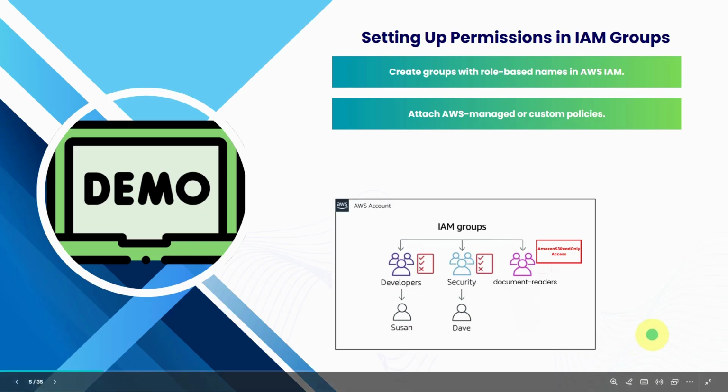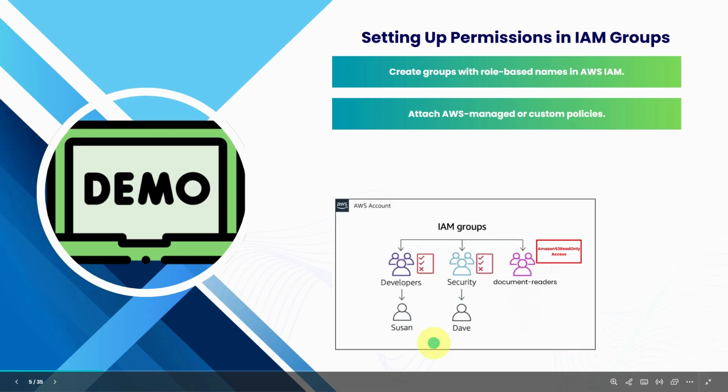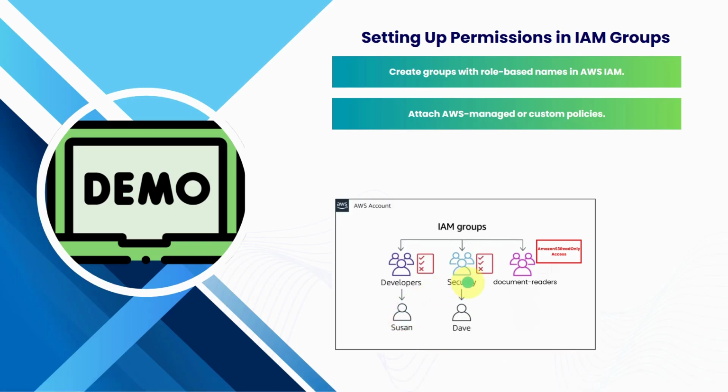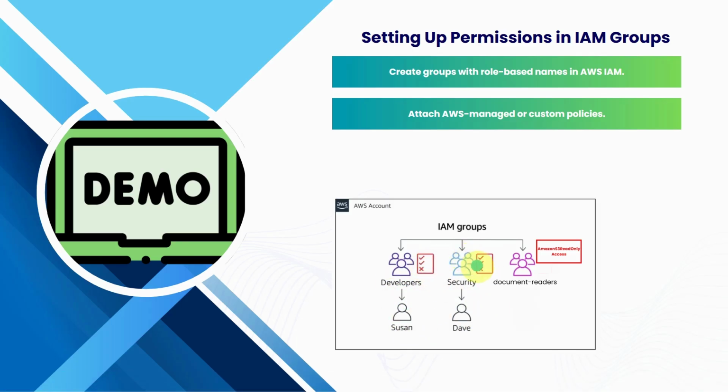Now users can belong to multiple IAM groups. So for instance, if Susan wanted to also be included in security, she could be added there. She would be in both groups and hence have both sets of permissions.